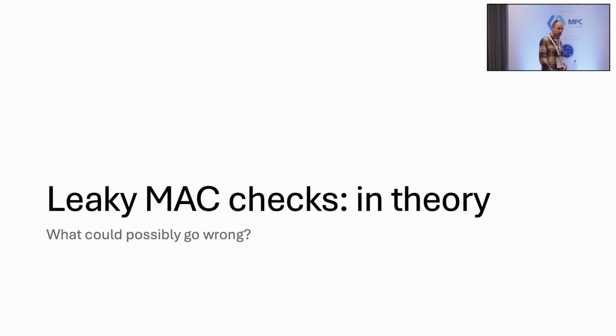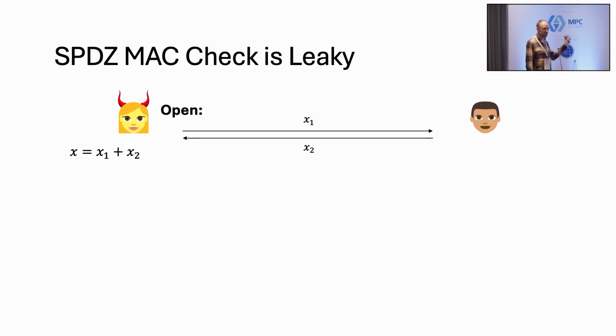Okay, so what could go wrong with this MAC check? Well, it turns out there's a slight quirk, which turns out to be a bit leaky, which I'll illustrate with this simple two-party example. So where Alice is now corrupted. And let's suppose that in the opening phase, instead of sending the correct share, she just sends her share -1. So we reconstruct x -1.